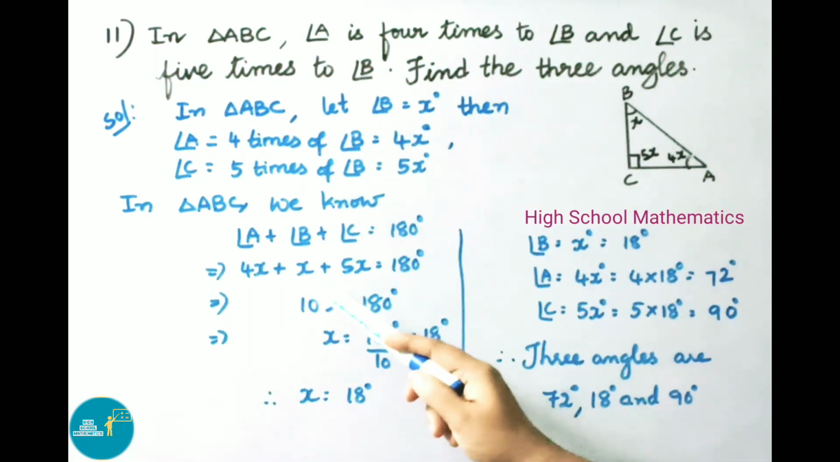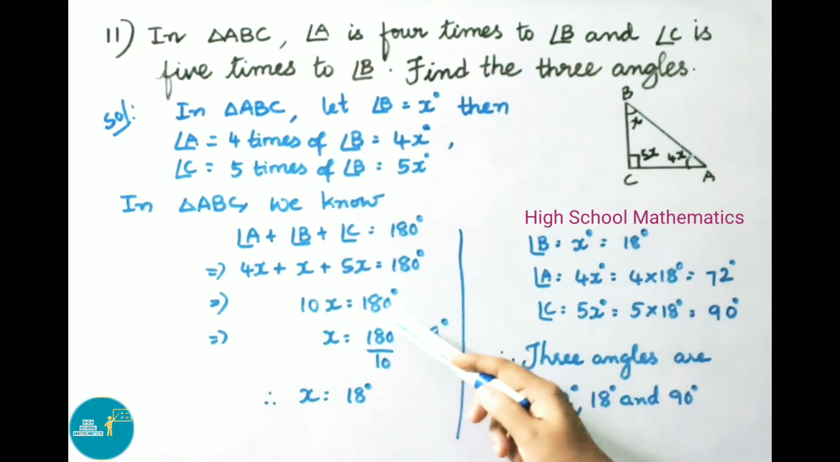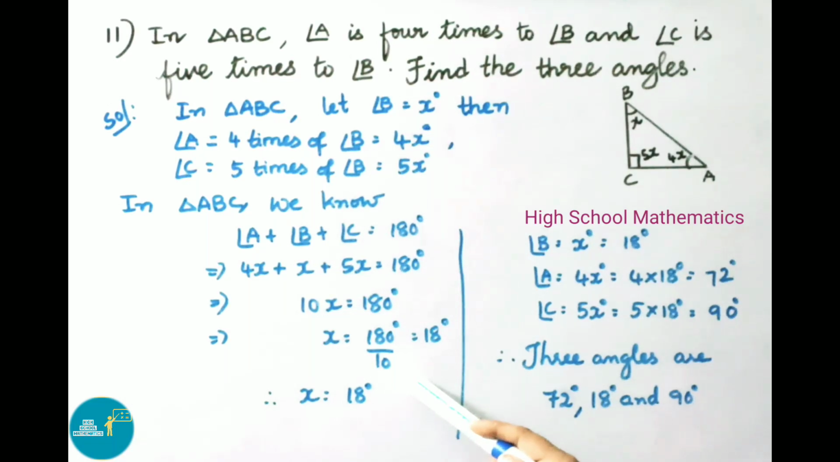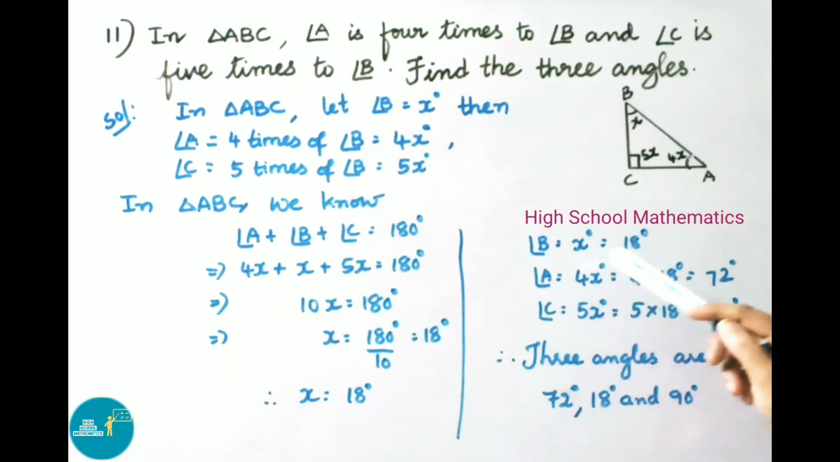4x plus x, that is 5x. 5x plus 5x, that is 10x, that equals to 180 degrees. Here 10 is going to multiply. On transposing it becomes divided by. So x equal to 180 degrees by 10, that equals to 18 degrees. Therefore x value is 18 degrees. See now angle B equals to x degrees, that is 18 degrees. Then angle A equals to 4x, that equals to 4 into 18 degrees, that is 72 degrees. Next, angle C is 5x, that equals to 5 into 18, that is 90 degrees. Therefore, three angles are 72 degrees, then 18 degrees and 90 degrees.